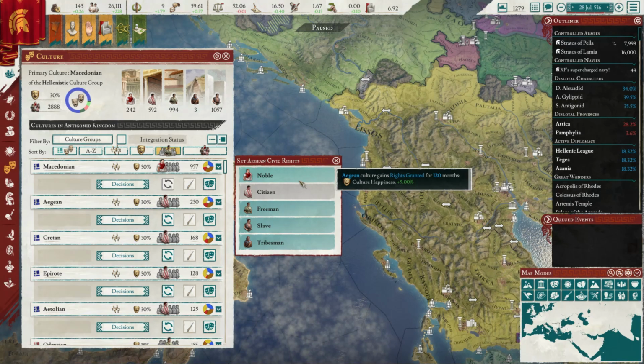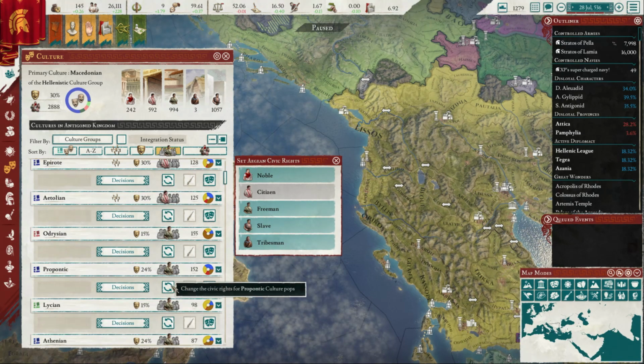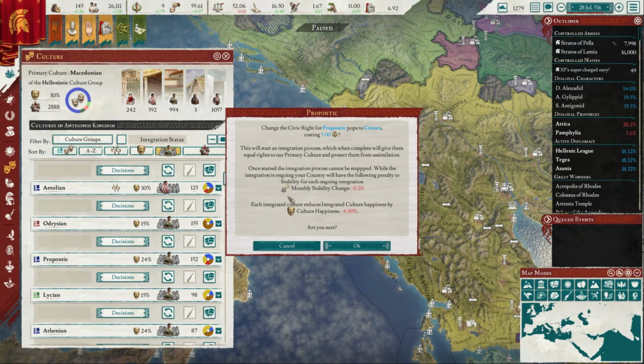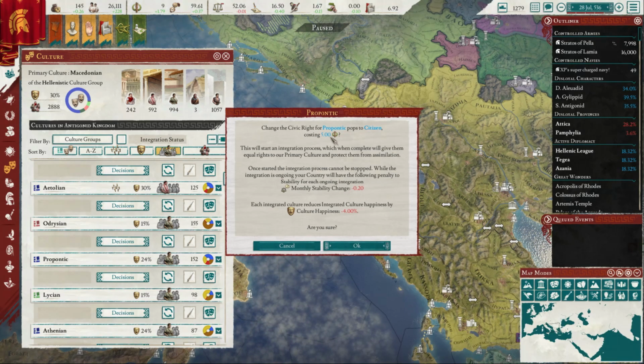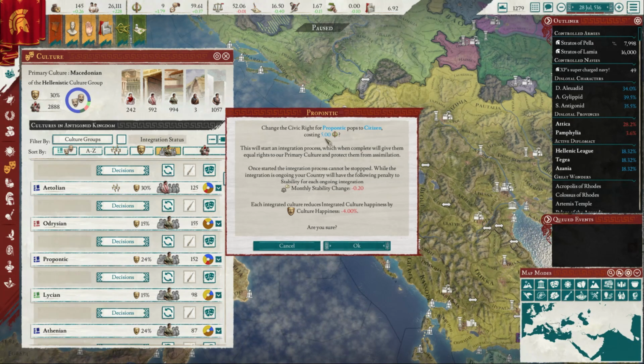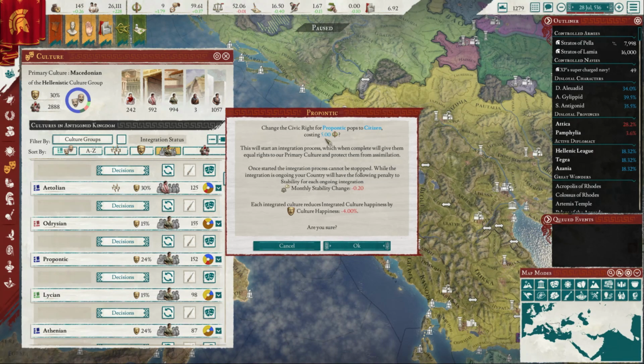Just remember, the integration process is done over time, and while the integration is going on, you take a monthly hit to your stability, as well as costing you 5 political influence in order to start the integration process. It is also worth mentioning that integrated culture pops are safe from assimilation, meaning that you will not be able to change their culture to your realm's primary culture.